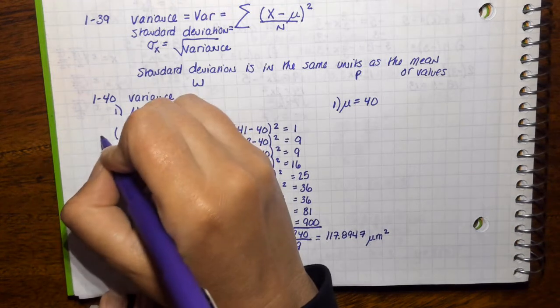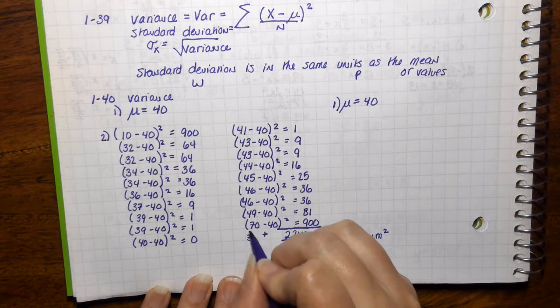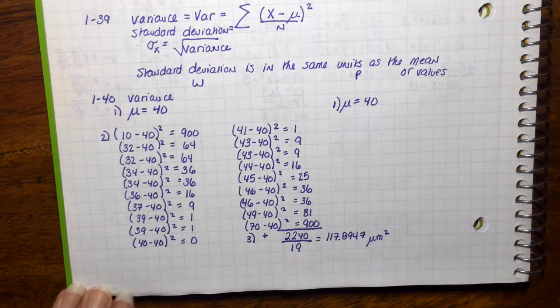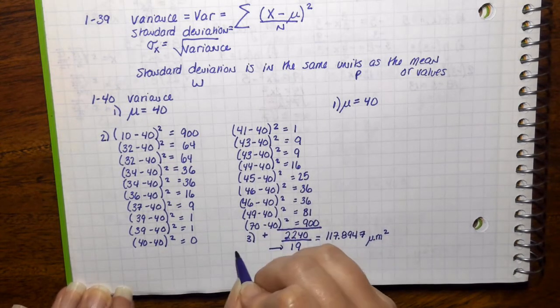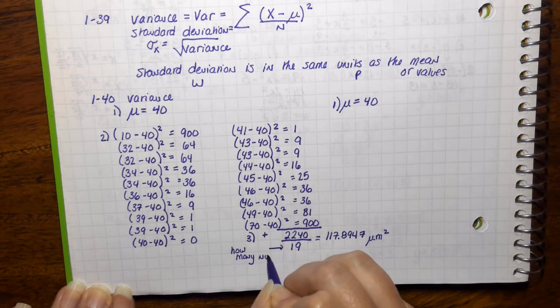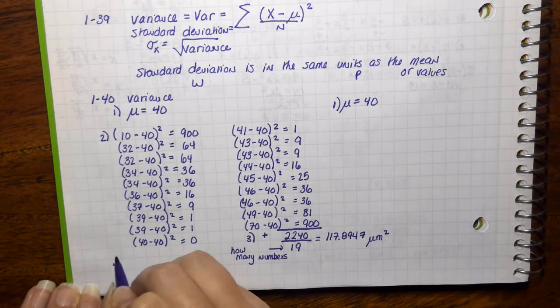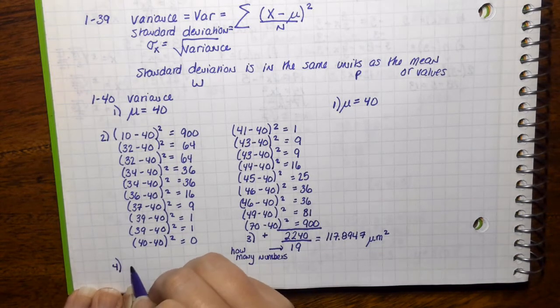Okay, so step 1, step 2, step 3, and step 4 is just to take the square root.